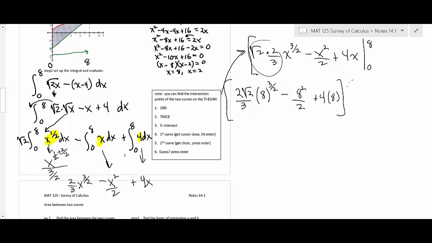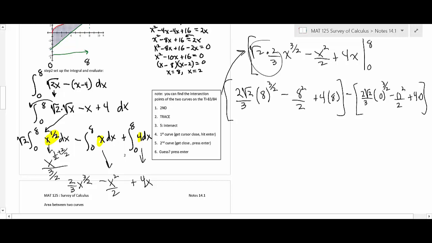Okay, then what you do is minus. Now it's nice if I give you a 0 because that usually makes it a little easier. So we're still going to have 2 root 2 over 3 times 0 to the 3/2 minus 0 to the second over 2 plus 4 times 0. So you're going to have that. Now what we're going to do is work this out and get an exact answer. You could do this on a calculator, but I would like a student certainly to be able to do this without a calculator. So we're going to work this out.